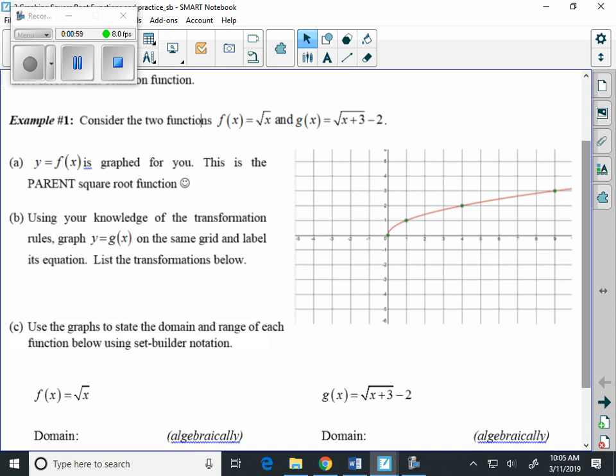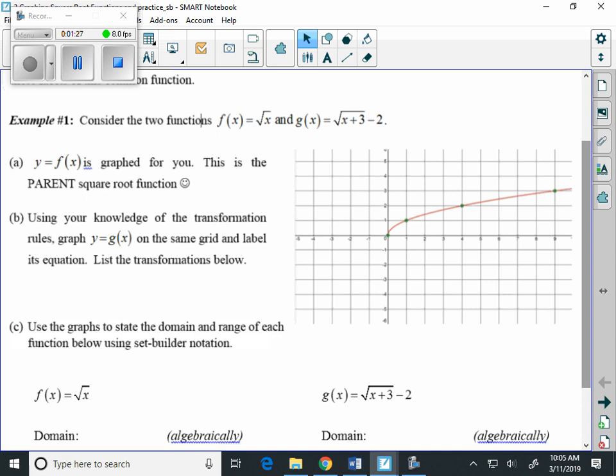Square root of 0 is 0. Square root of 1 is 1. Look at that point, (1, 1). Square root of 4 is 2. Look at that point, (4, 2). Square root of 9 is 3. That's where those points come from: (0, 0) on the parent function, (1, 1) on the parent function, (4, 2) on the parent function, (9, 3) on the parent function.